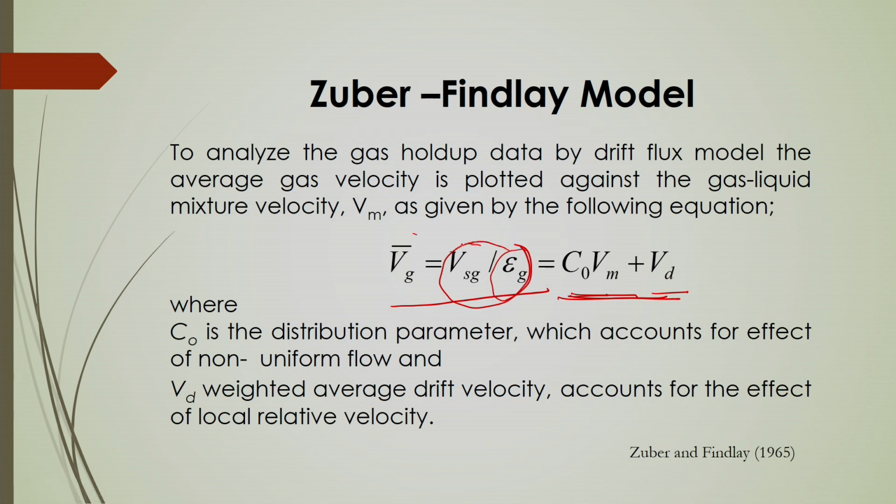Once you know the gas hold up, you can get the actual velocity of the gas. If you know the gas hold up, the superficial gas velocity can be calculated from your gas flow rate divided by the cross sectional area. Once you know the superficial gas velocity and gas hold up, you can easily calculate the actual velocity of the gas. Now, this is equal to C0 into mixture velocity. Mixture velocity is the summation of superficial gas velocity and superficial liquid velocity.